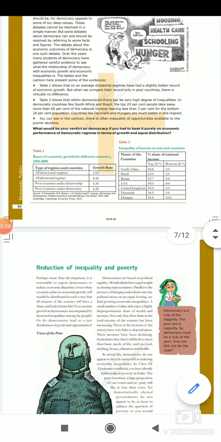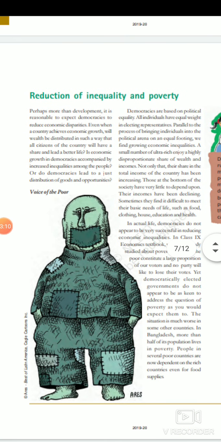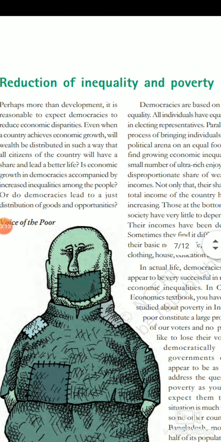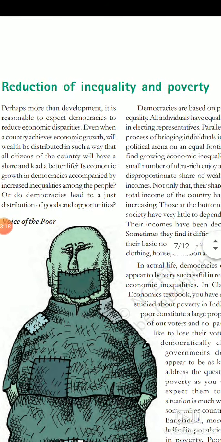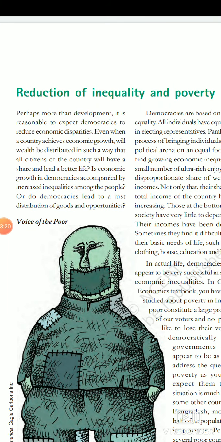So there is reduction of inequality. All people get equal opportunity in society, equal opportunity for their economic as well as social development. Democracy is based on political equality, no doubt. All individuals have an equal say in electing representatives. Whenever we appear in an election, all have an equal right. One man, one vote. While he is a president, his value is one. While he is an ordinary worker, his value is also one. So this shows political equality.